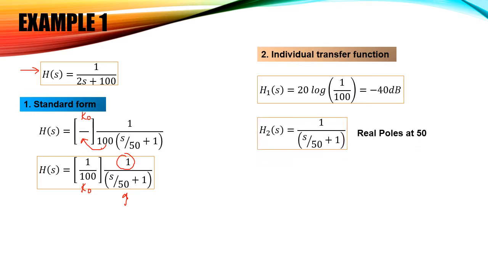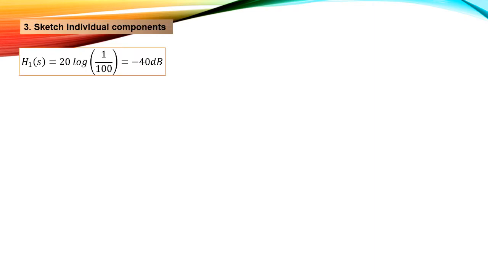Don't forget, for the poles equation, it must be 1 divided by the component s divided by 50 plus 1, so you have 1 real pole at 50. Next, let's sketch individual components based on the individual transfer functions that you have derived earlier. First, start with the constant. You need to sketch both the magnitude and the phase plot. For the constant, negative 40 dB.